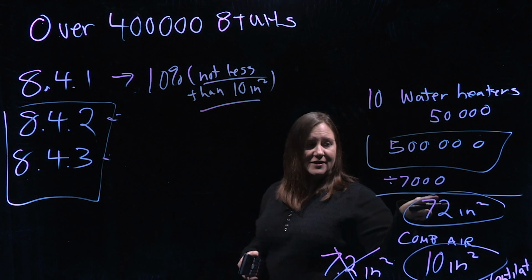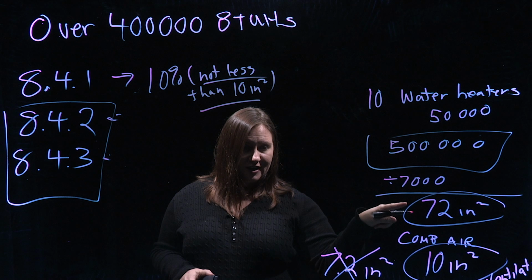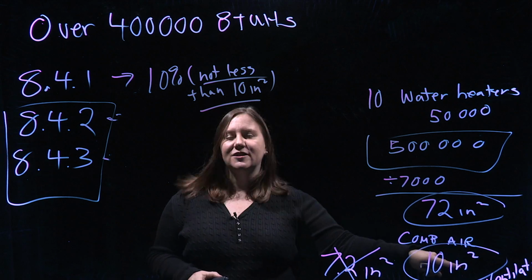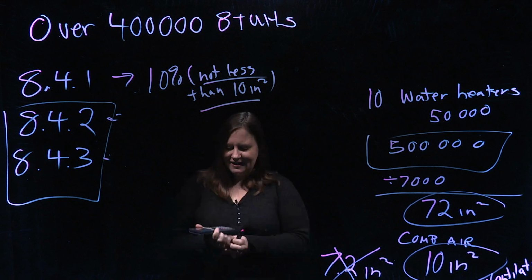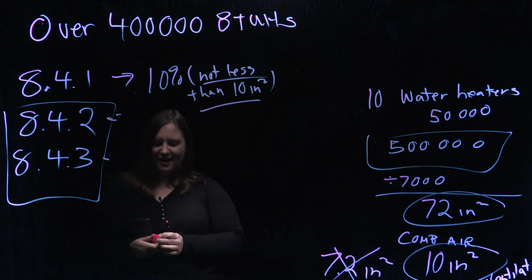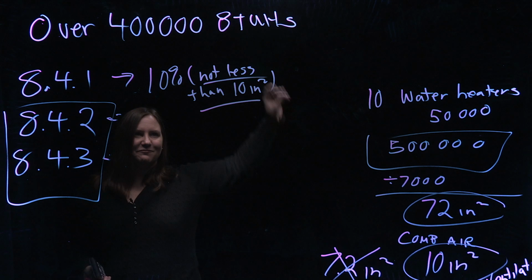So I have 72 square inches of opening for combustion air, and I have 10 square inches of opening for ventilation air. Easy peasy. Let's do another example, and I will clear off some of this.